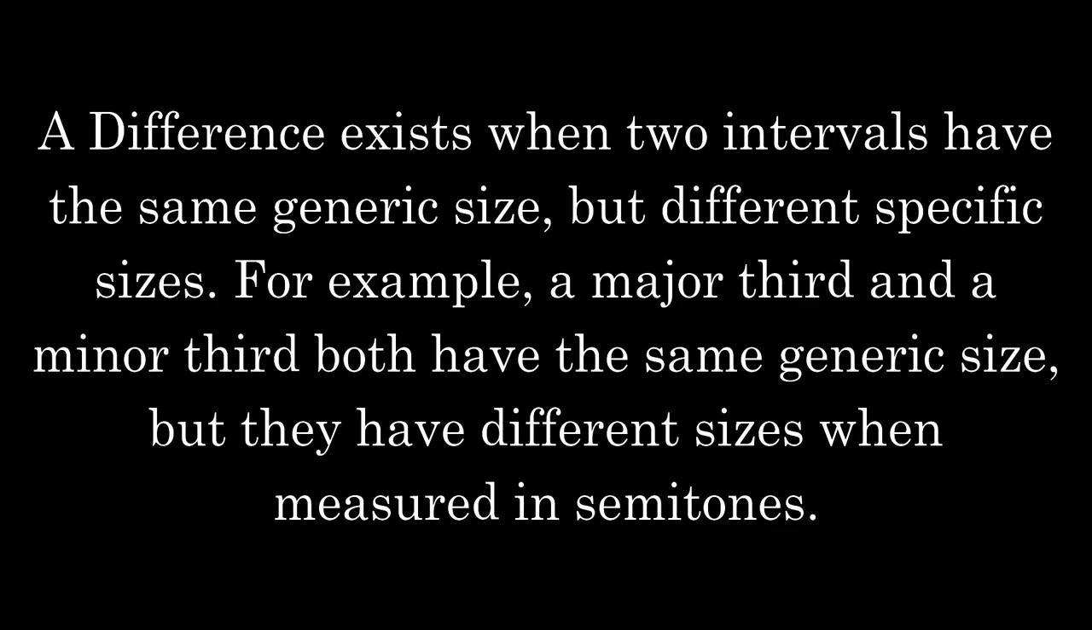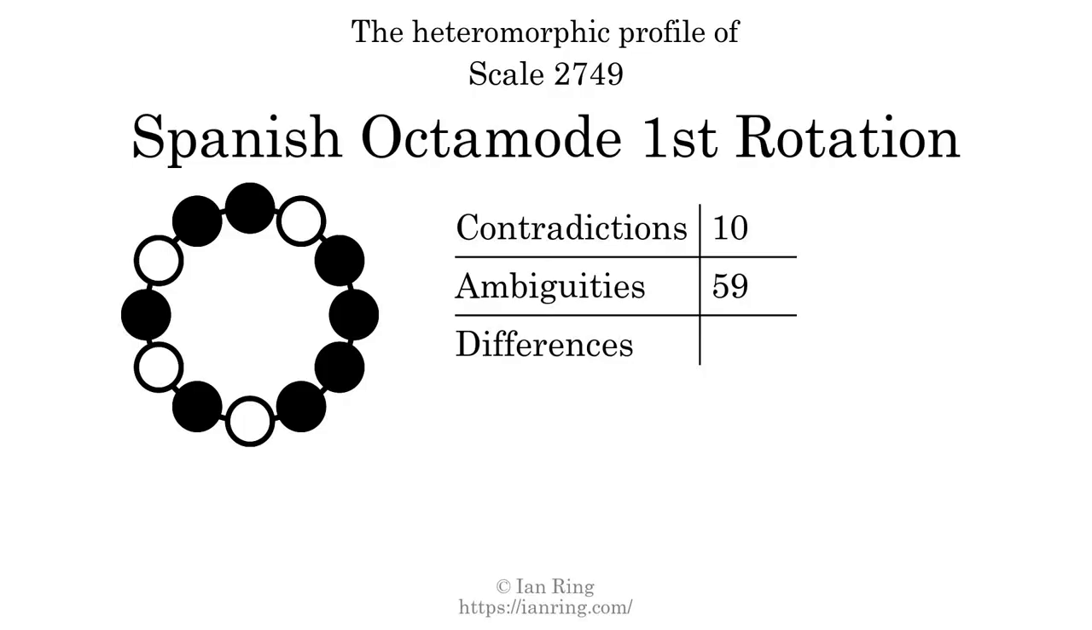A difference exists when two intervals have the same generic size, but different specific sizes. For example, a major third and a minor third both have the same generic size, but they have different sizes when measured in semitones. The number of differences in this scale is 137.